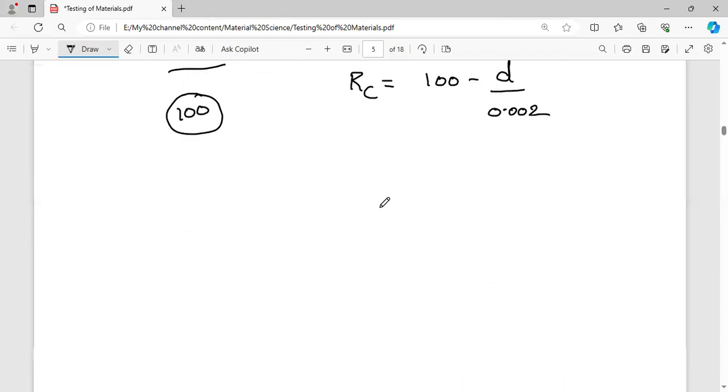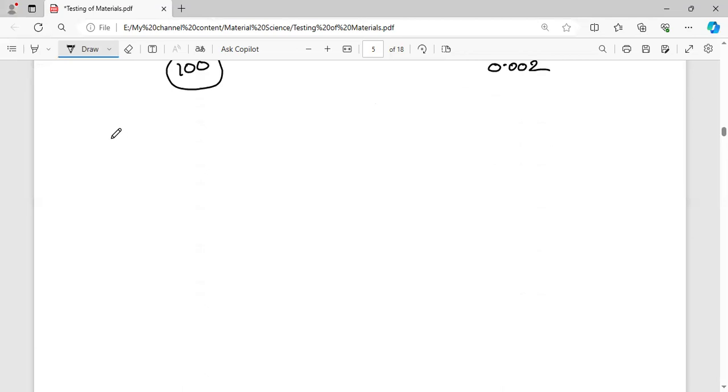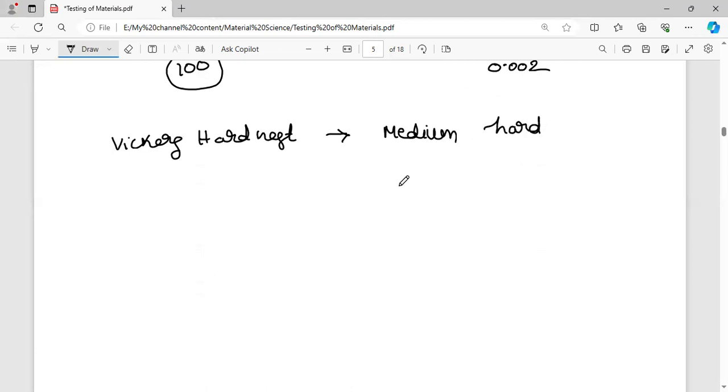Another method is the Vickers hardness test. It can be used to find the hardness of medium hard materials. Here the indenter is a diamond in the shape of a square based pyramid.